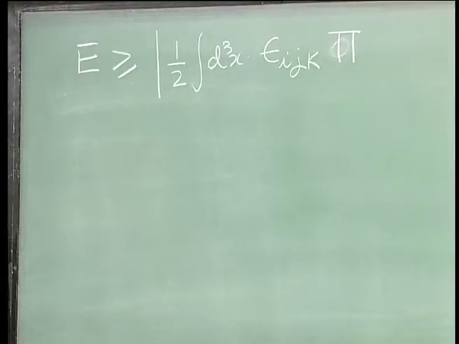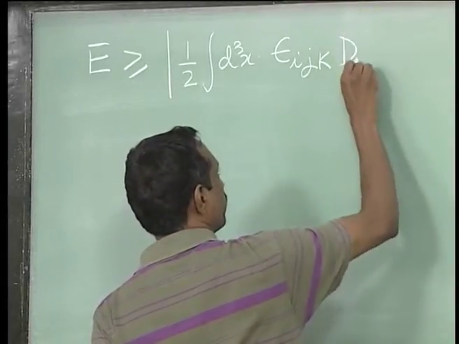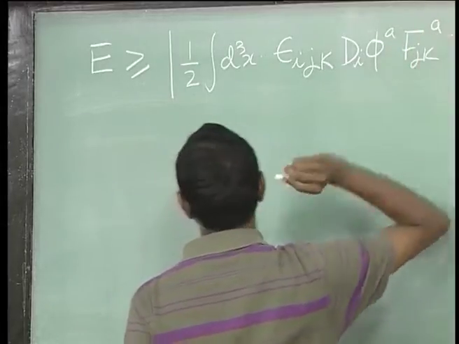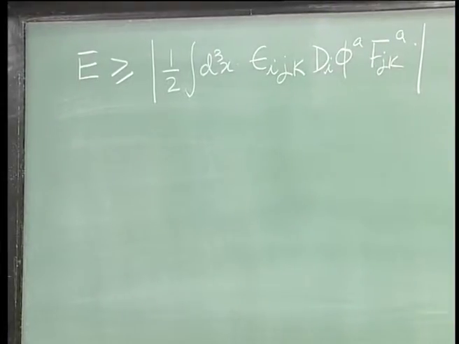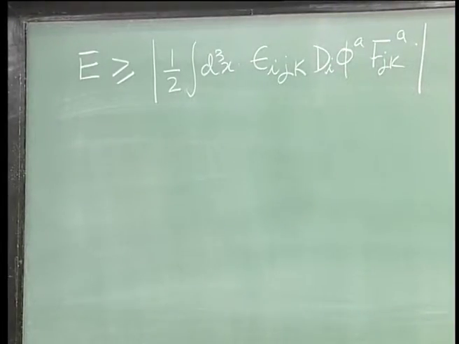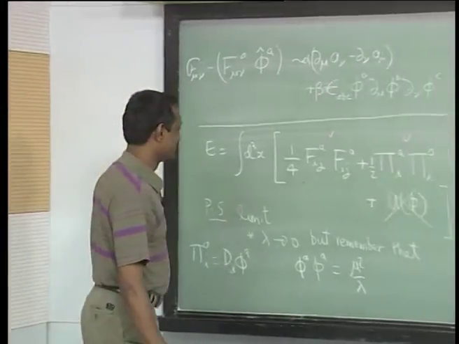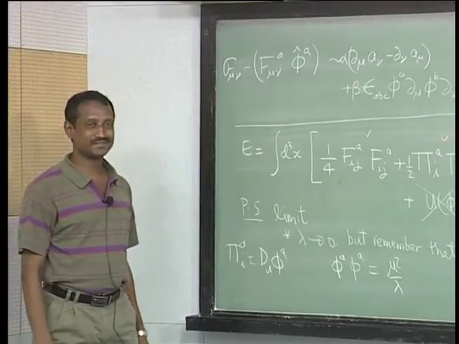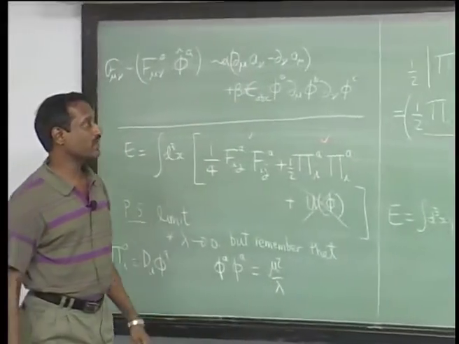Okay. Now, instead of writing it as pi I A, I will write it as d I of phi A f_jk of A. So, this is what we get. Because I forgot to write it. Thank you. Okay. Yeah, thank you.